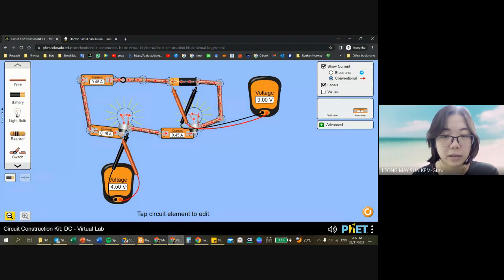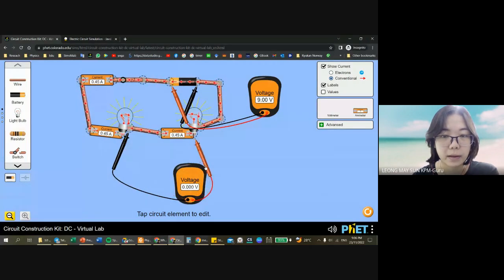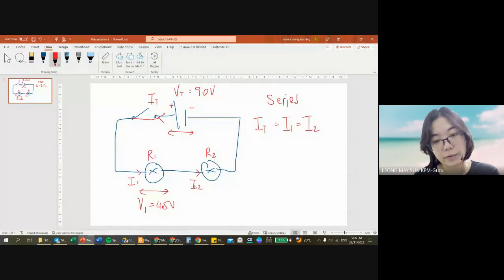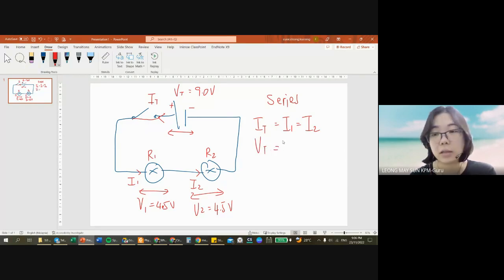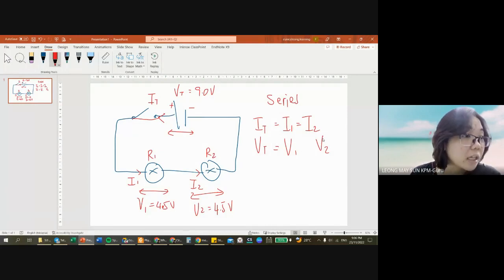So let me measure the second part. Here and here. Also 4.5. This part, V2, is also 4.5 volts. So what is the relationship of my V total, which is from the battery, with V1 and V2? 4.5 plus 4.5, we get 9. So the V total in series circuit is V1 plus V2.